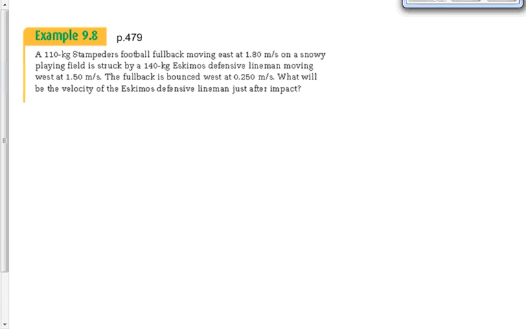Page 479, it says a 110 kilogram Stampeders football fullback moving east at 1.8 meters per second on a snowy playing field is struck by a 140 kilogram Eskimos defensive lineman.